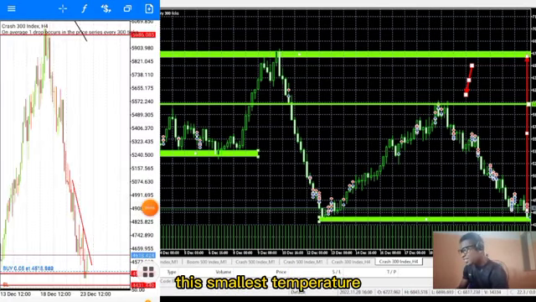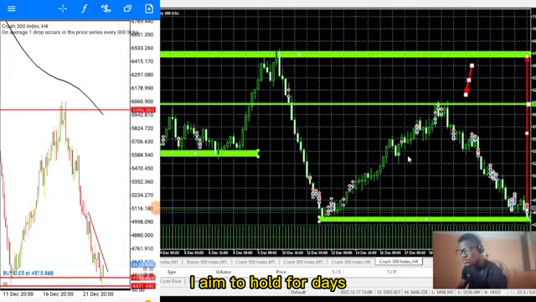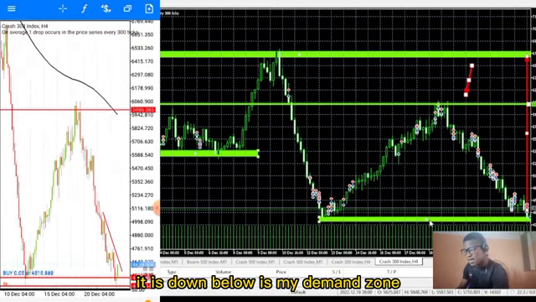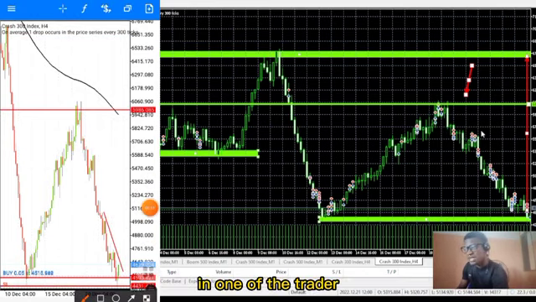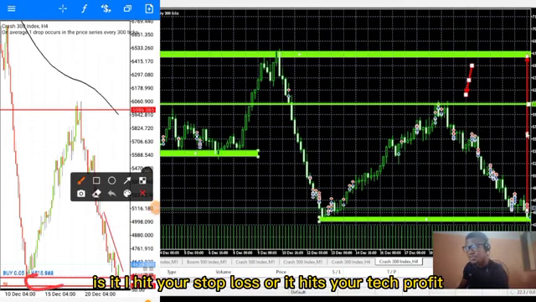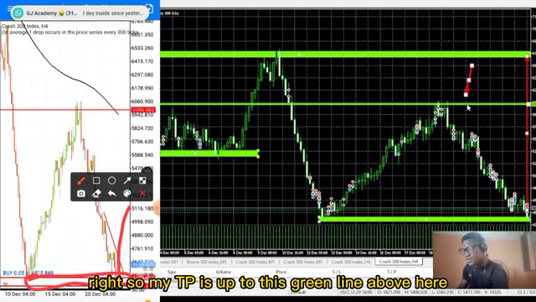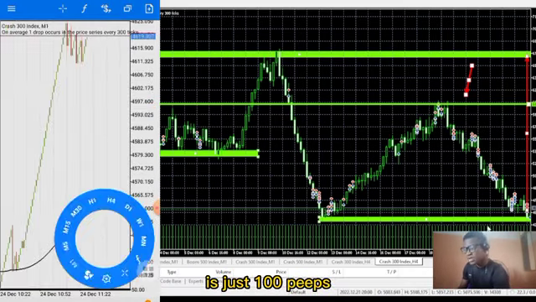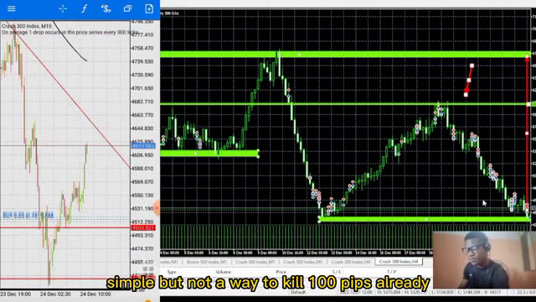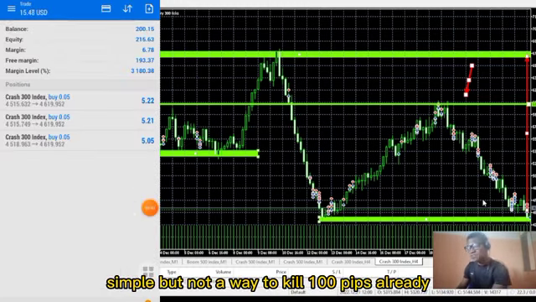and I'm now in again with this small lot size which I aim to hold for days until my TP is down below. My TP is down below this my demand zone. So either it hits my TP or it hits my stop loss. That is the mind of the trader. You have to set your stop loss. Either it hits your stop loss or it hits your take profit. All right, so my TP is up to this green line above here, while my stop loss is just 100 pips or thereabout below. That is simple. But note, I've already taken 100 pips already.